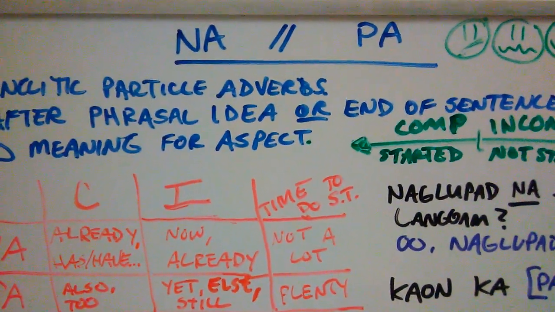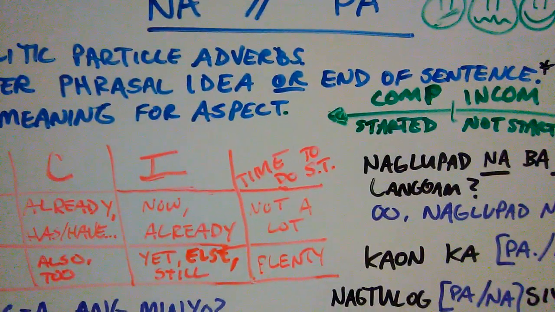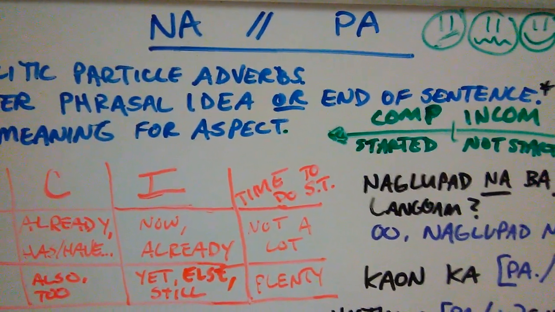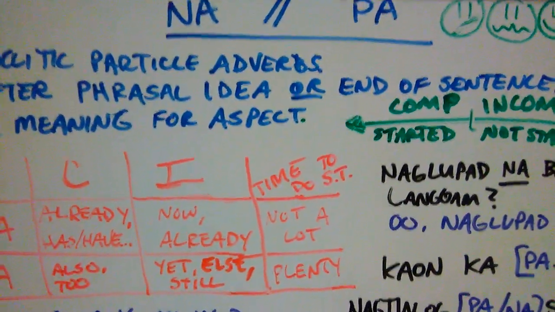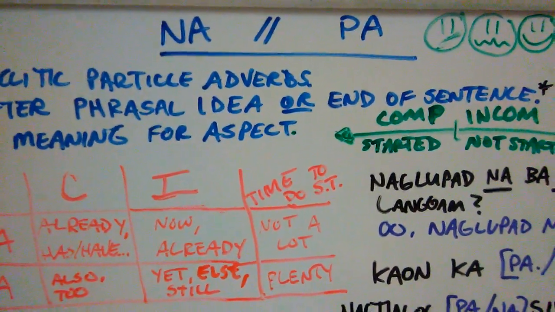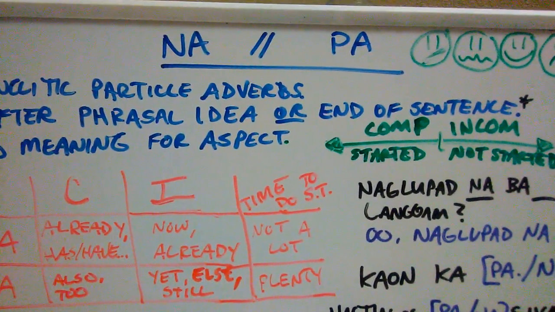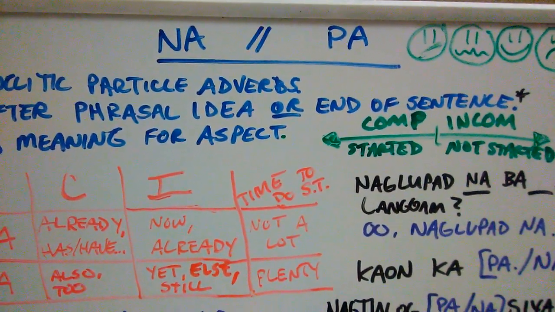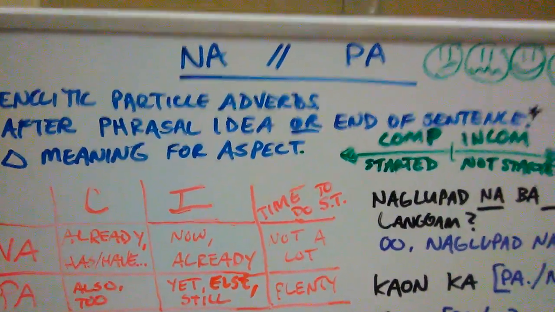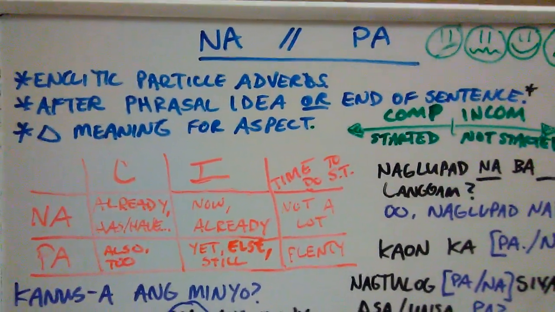Hey everyone, welcome to this video. This video is intermediate Cebuano, and we're going to be talking about enclitic particles again, but specifically with na and pa, the adverbs na and pa. How do we use them, and what's their usage, right?